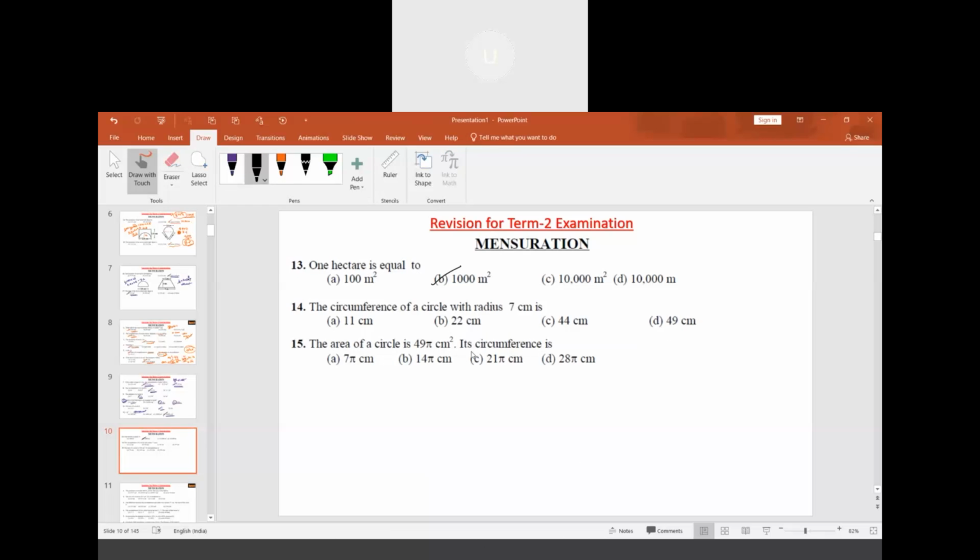The circumference of a circle with radius 7 centimeters is 44 centimeters. Option C, 44 centimeters. The area of a circle is 49 pi centimeter square.